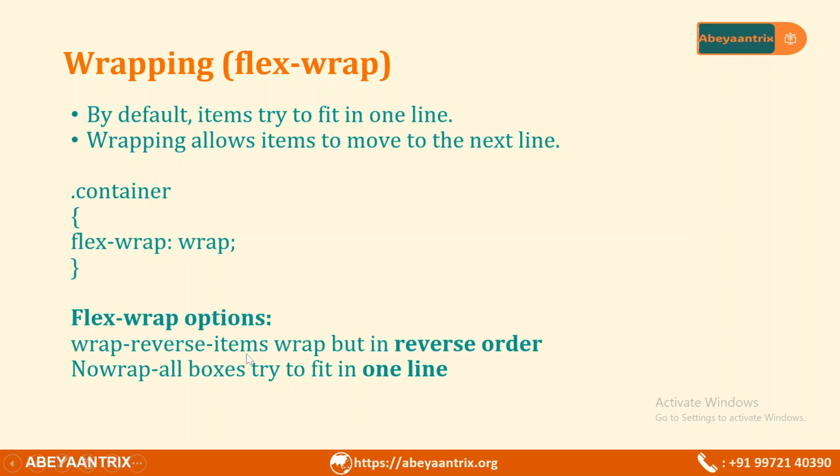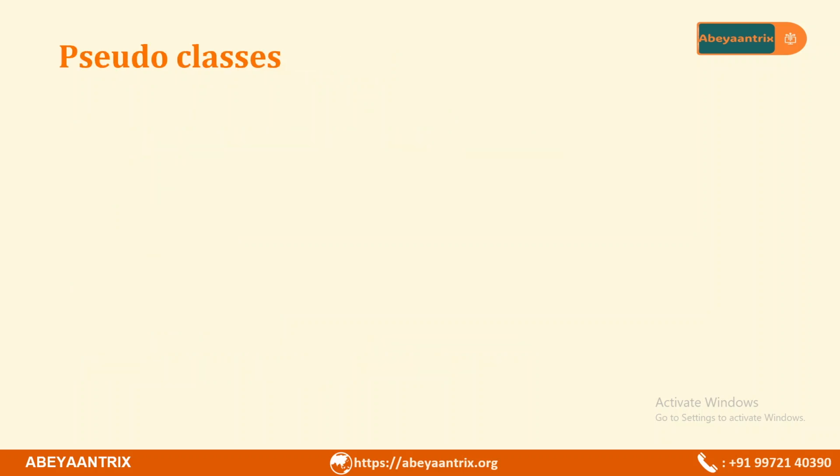Wrap reverse will reverse the items, and no wrap will remove the wrapping to the next line, so it will fit in a single line. Okay, so this no wrap will work like this. If we write wrap, it will allocate the items to the next line. Okay, so I think now we have understood about wrapping in flex.